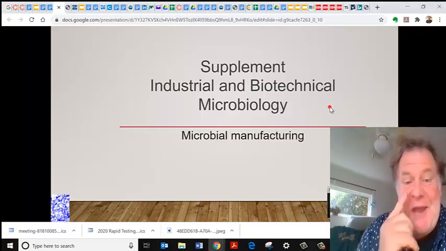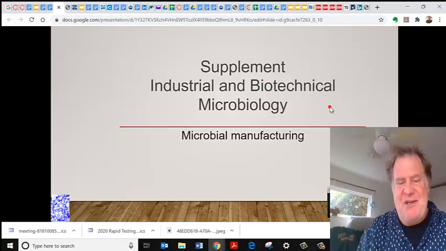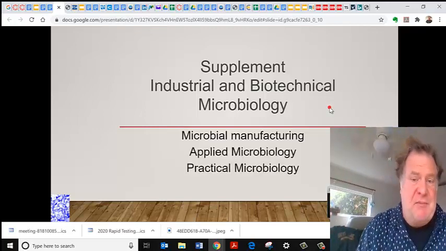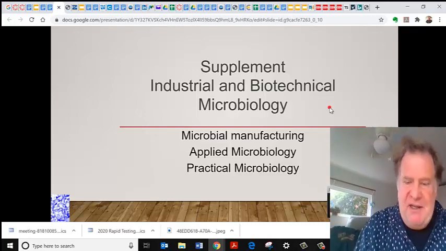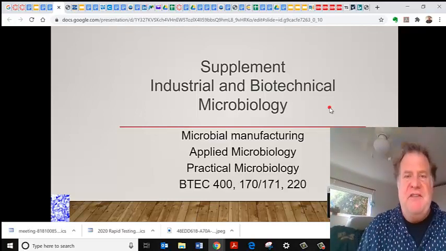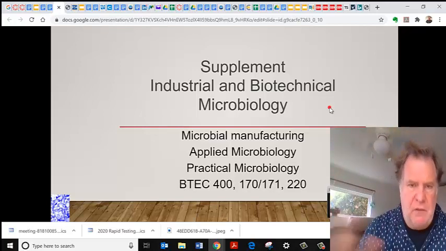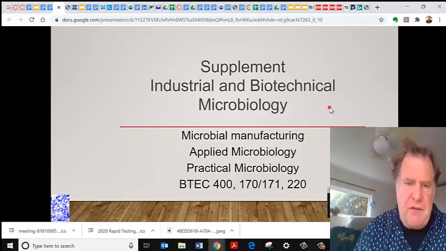Another name for this would be microbial manufacturing. Another name for this could be applied microbiology. Another name could be practical microbiology. Basically, all of these things are not necessarily medical related, although everything does relate to our health.